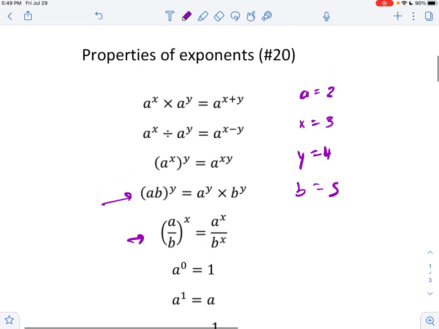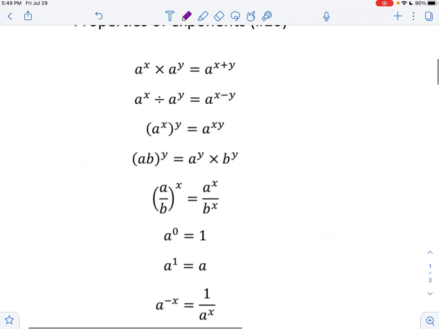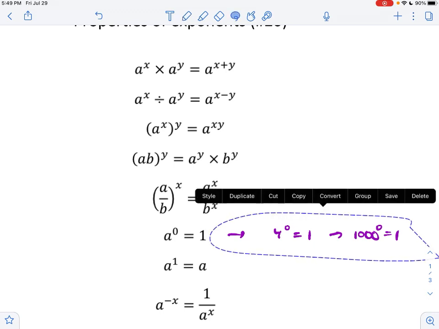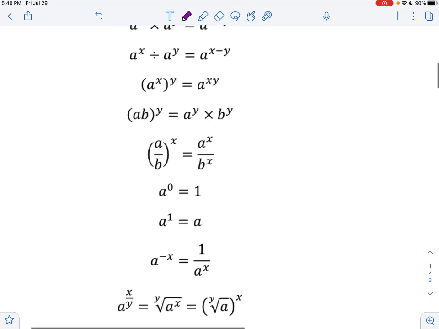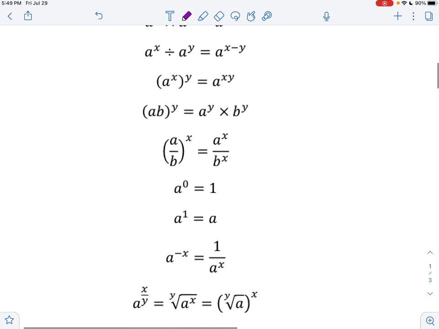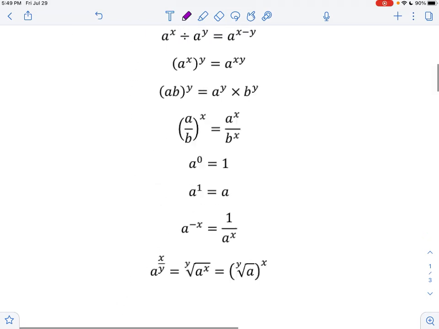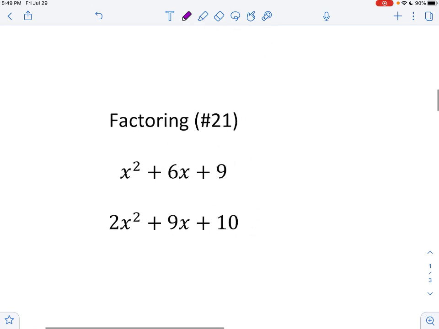Some easy ones that you can remember, if you haven't seen this before: any number a to the 0 is going to be equal to 1. So 4 to the 0 is equal to 1, 1,000 to the 0 is equal to 1, negative 1,000 to the 0 is equal to 1, etc. Okay? At least I think it would be. You can graph it to double check. Any number to the 1 is just going to be the original number, okay? So these are some examples. Again, create some test cases, plug in numbers, and you'll get to experiment with these a little bit. Factoring is another very important skill.